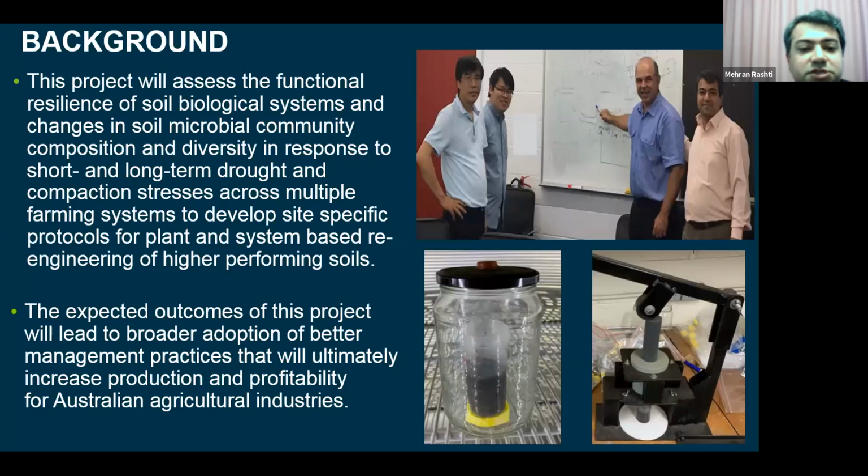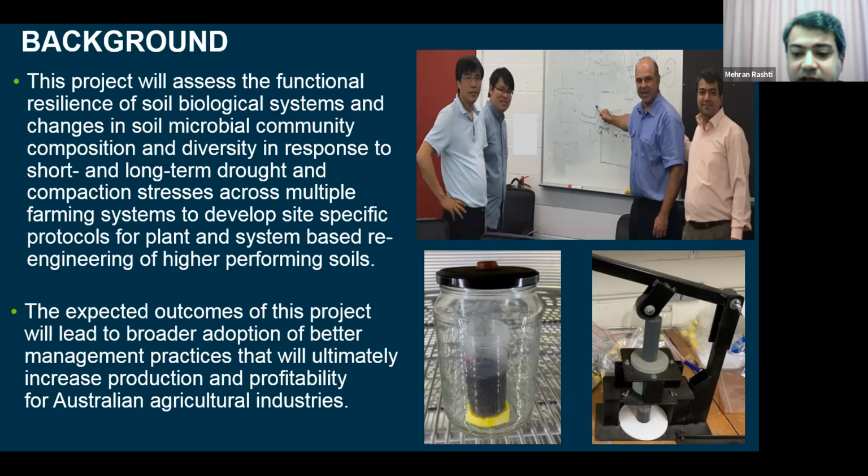So these projects try to put different biological, chemical, and physical properties together to have a good understanding of the mechanisms responsible for the effect of stress on soils and the mechanisms related to recovery of the soils after we remove the stresses in different farming systems. We try to understand the mechanisms and provide some techniques that ultimately increase the production and profitability of Australian soils.